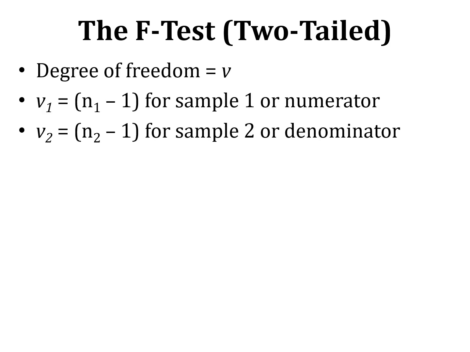The degree of freedom for the F-test, we have 2 degrees of freedom because we have 2 samples. So V1 is the degree of freedom for the sample number 1 or numerator, and V2 is the degree of freedom for sample number 2, which is denominator. So we calculate 2 degrees of freedom.